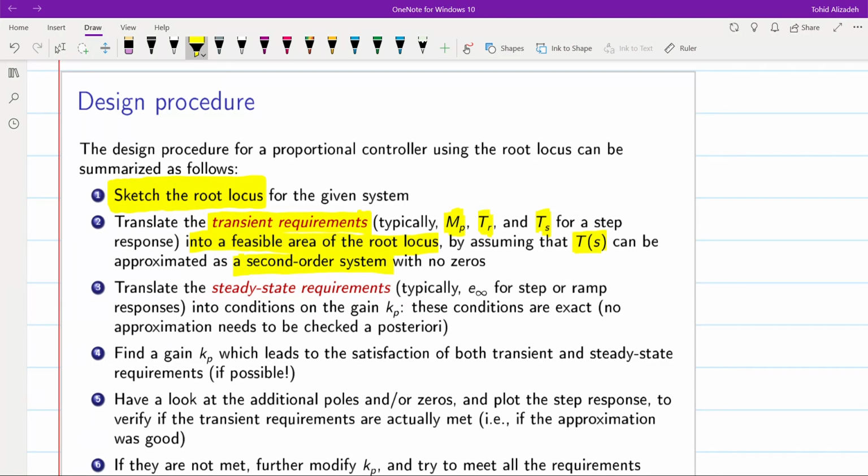Okay? So as the first assumption, we will assume that the transfer function of the closed loop system could be approximated as a second order system with no zeros. So we translate the transient requirements into some feasible areas of the Root-Locus. I will show you how to do it in the next slide.